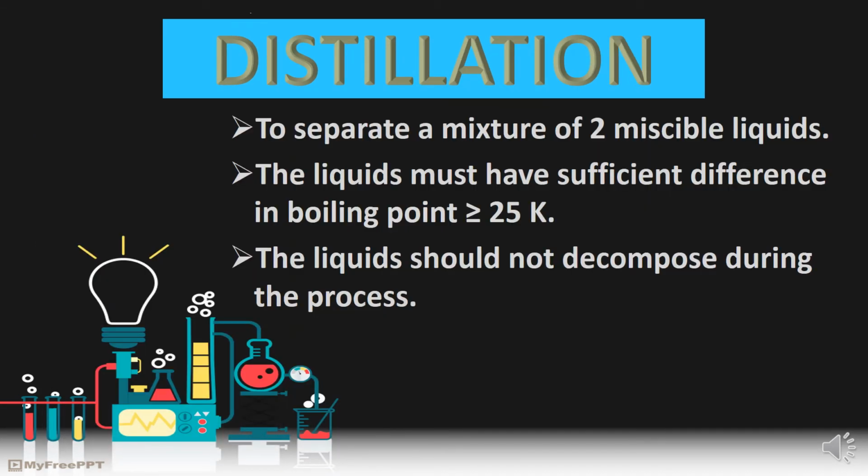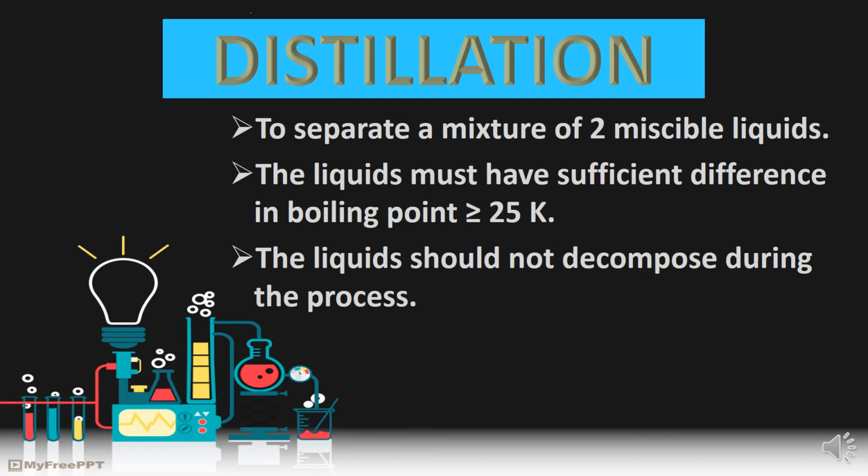Next method is distillation. Distillation is a method which is used to separate a liquid mixture having miscible liquids. Miscible liquids are thoroughly mixed with each other and do not form layers, and cannot be separated by any other method. And the distillation method is based on the difference in boiling point of the liquids.